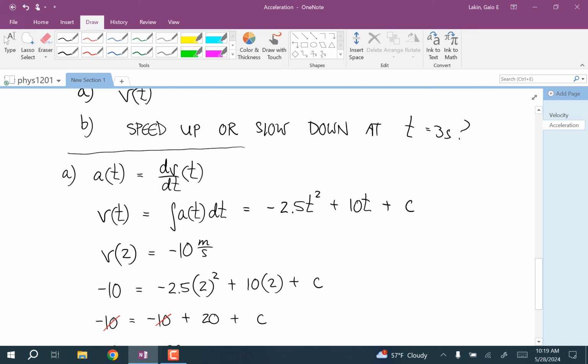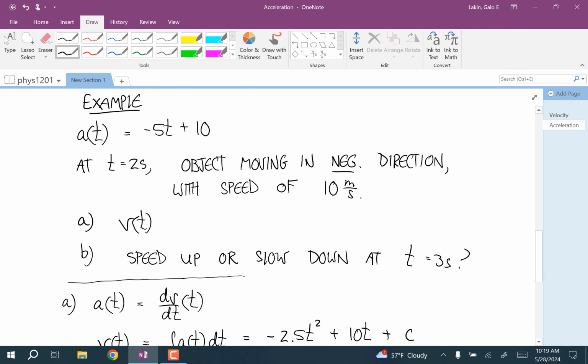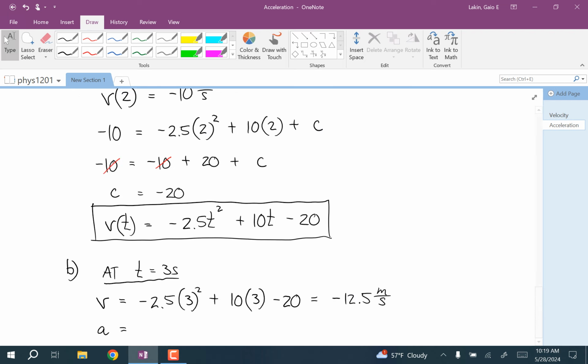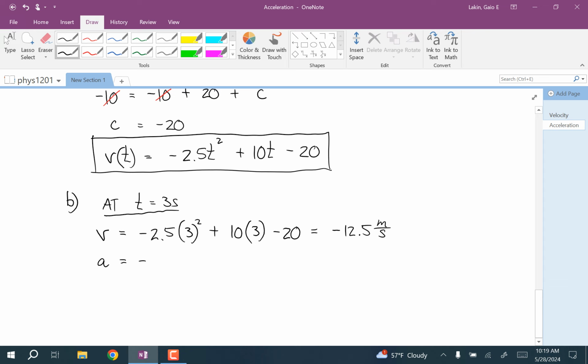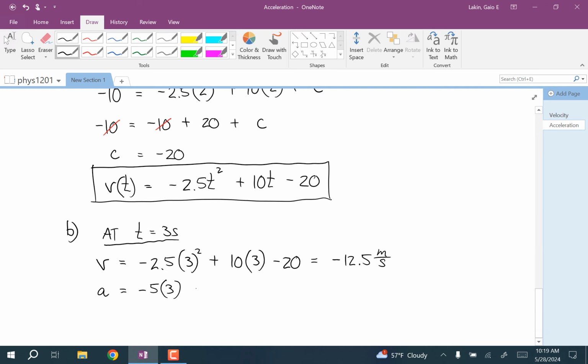Then for the acceleration, I have a function for that too, so I can just plug 3 seconds into the acceleration. And we get negative 5 times 3 plus 10, which is negative 5 meters per second squared.